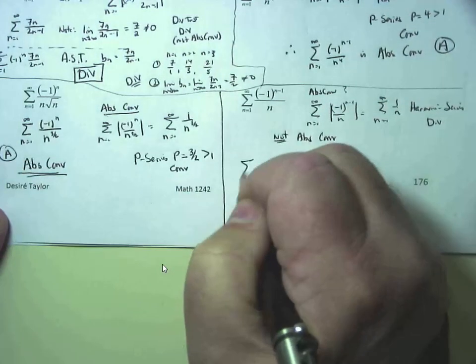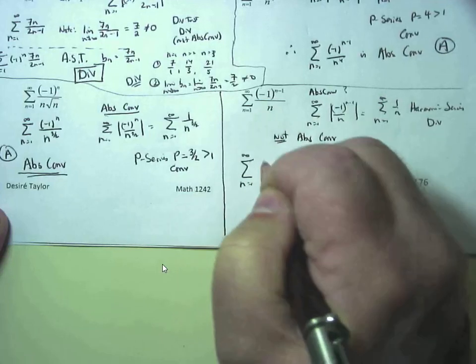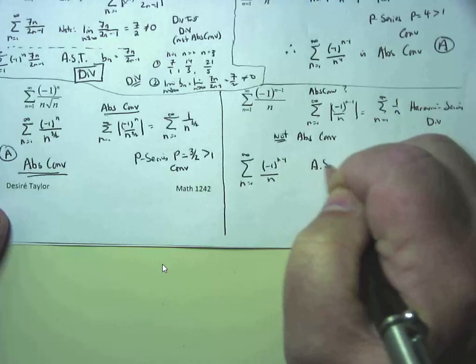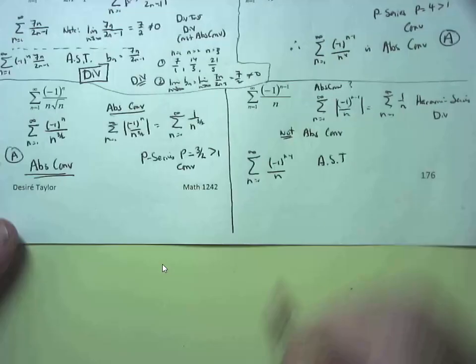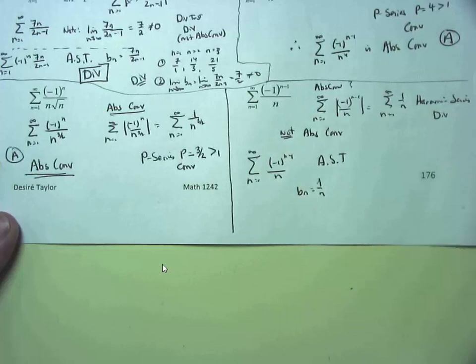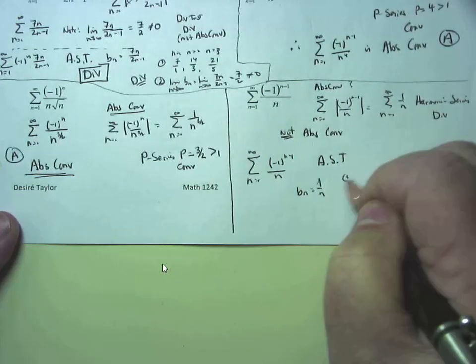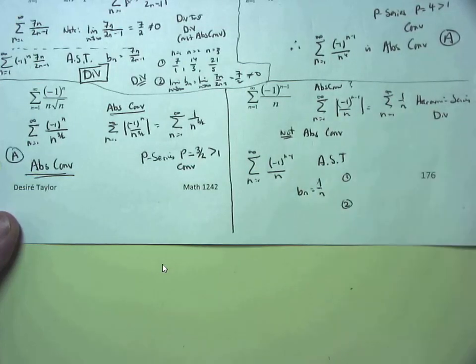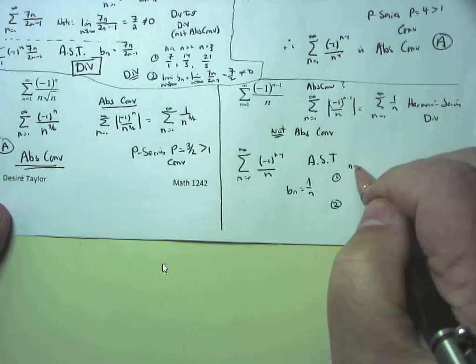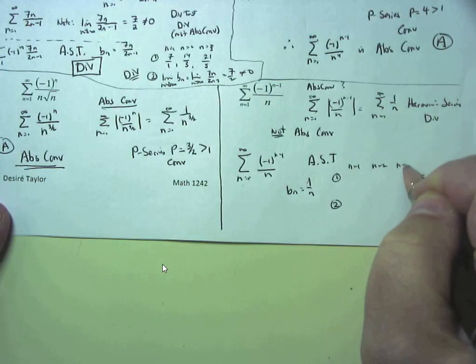We go back and take the series and put the (-1)^(n-1) back on it, and we apply the alternating series test. The b_n part, the part without the alternation, is 1 over n, and I've got to check two things on alternating series. I've got to make sure the terms go down and the limit goes to 0. So number 1, this thing starts at 1, so plug in n equals 1, n equals 2, n equals 3.